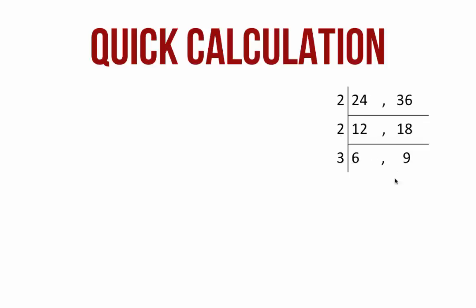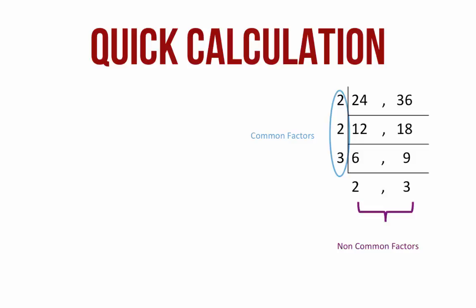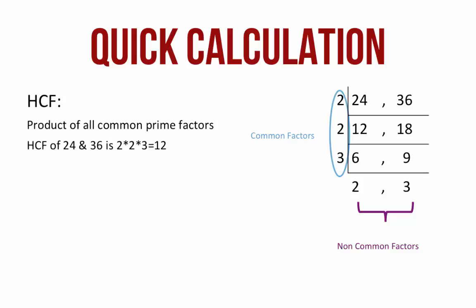Once again, we take a common factor between 6 and 9, that is 3, and divide it. 6 divided by 3 is 2 and 9 divided by 3 is 3. There are no more common factors between 2 and 3. Therefore, we get the common prime factors between 24 and 36, which are 2, 2 and 3, and the non-common prime factors, which are 2 and 3. The HCF is a product of all common prime factors. Therefore, HCF of 24 and 36 is 2 into 2 into 3, which is 12.